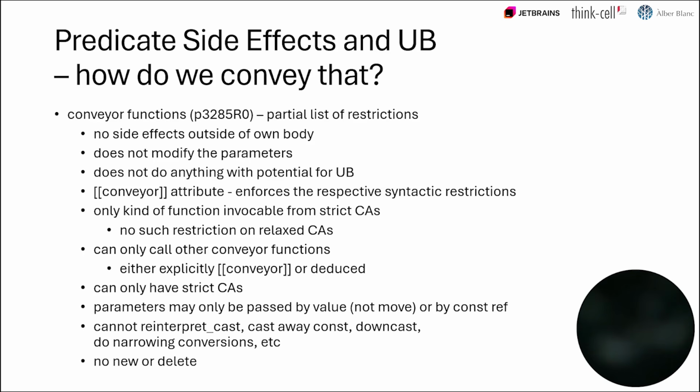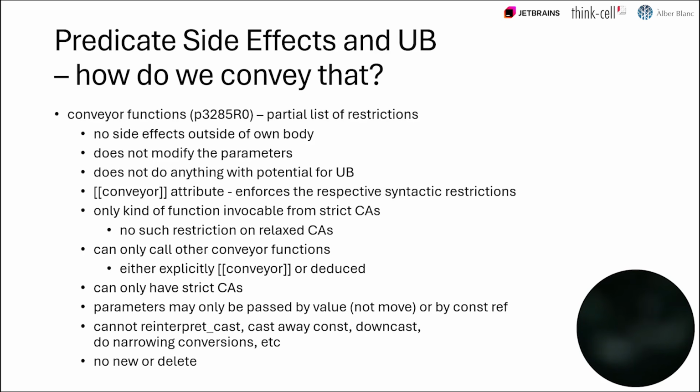Parameters may only be passed by value, not even by move or by constref. No reinterpret cast, all sorts of other cast conversions, no new or delete. See the idea. There are probably more prohibitions than what you are still allowed to do. And the main point here is that this would have been the only kind of function that would be invocable from strict contract assertions, which would have been a new kind of assertion marked as such.